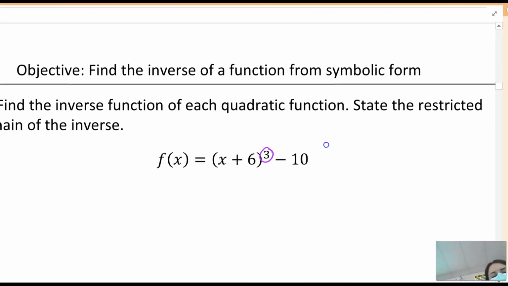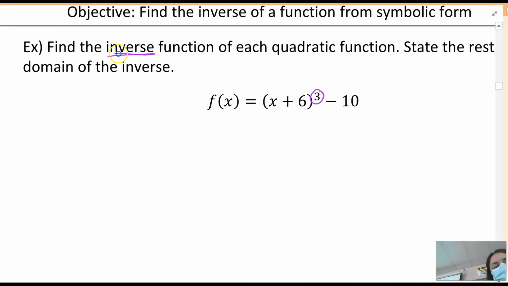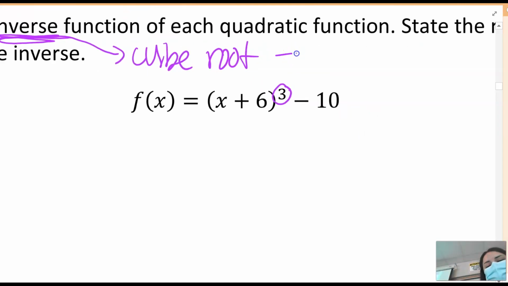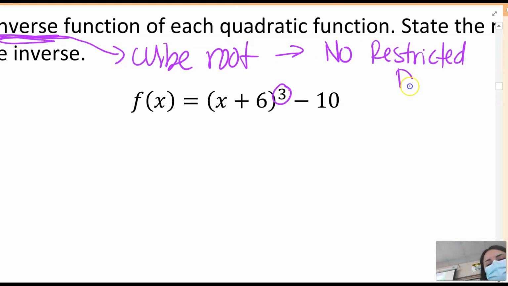Sorry. This thing is kind of slow. So the inverse of a cube is going to be the cube root function. Okay? So then I do not need a restricted domain. Okay? So no restricted domain, because I can have a negative inside the root.